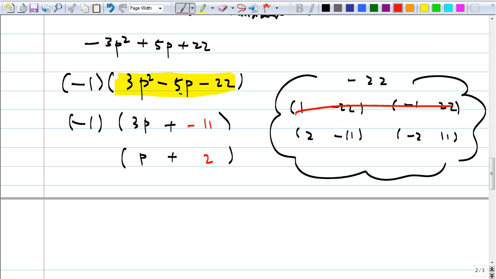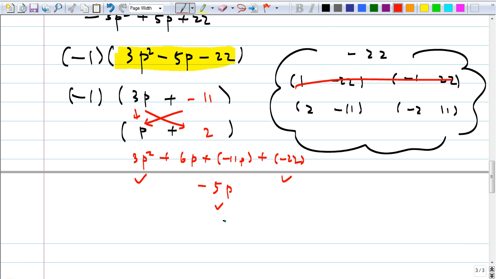Does that make sense? Okay, let's double check. Here we get 3p squared. Here we get plus 6p plus negative 11p, right? Plus negative 22. That's what we want inside the parentheses after we factor out a negative 1. And this checks. Here we get negative 5p. That checks.